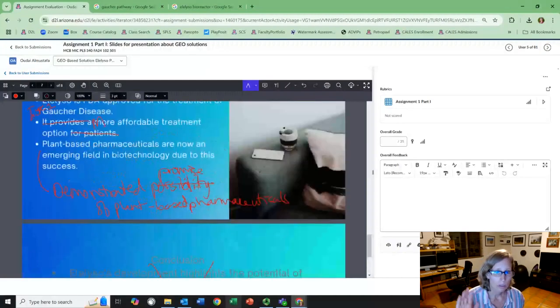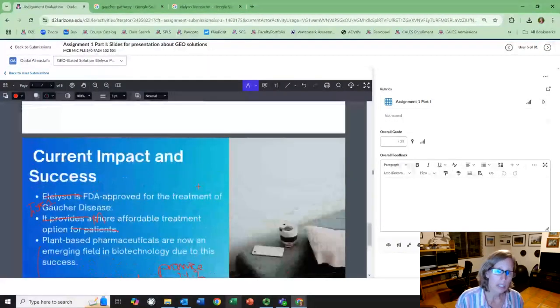All right, so things to work on: more detail about the genetic engineering and improved illustrations that actually are meaningful. Change the slide background, reduce the text by a lot.